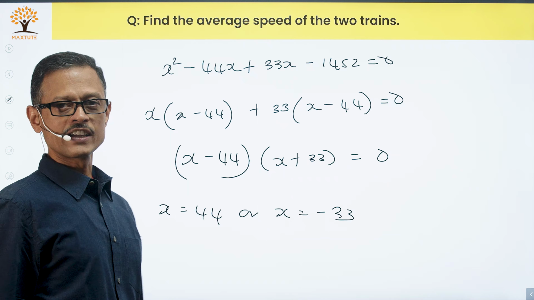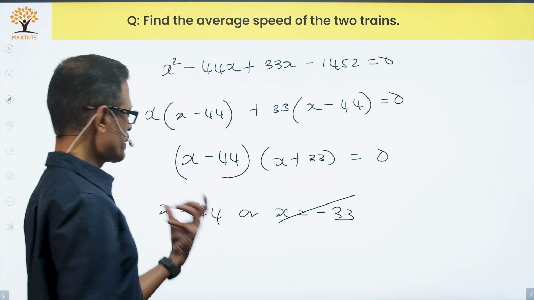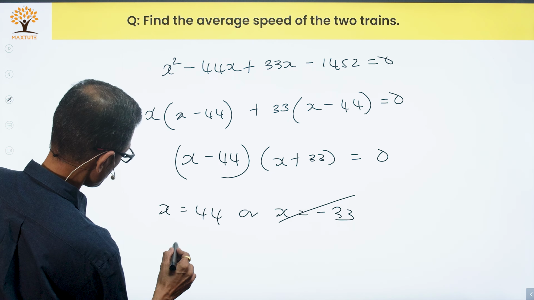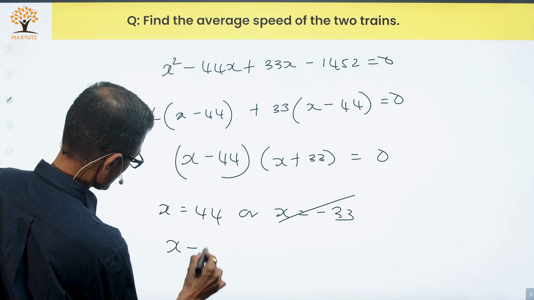What is x? Speed of the express train, which cannot be negative. Speed of the express train is 44. Speed of the passenger train is x minus 11, which is 44 minus 11, which is equal to 33. So their speeds are 44 kmph and 33 kmph. This is for the express train and this is for the passenger train.